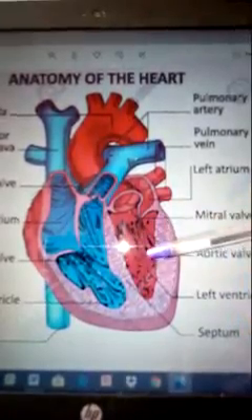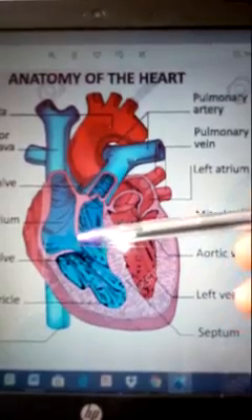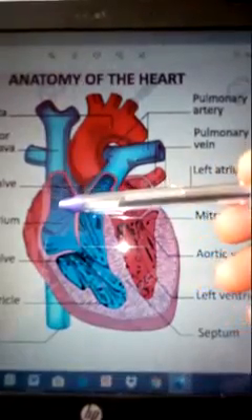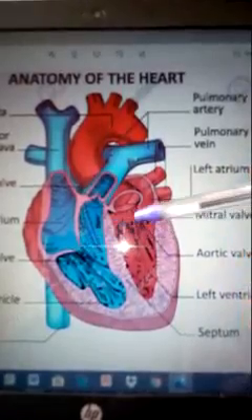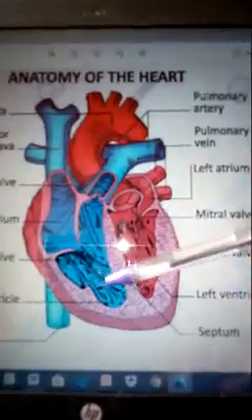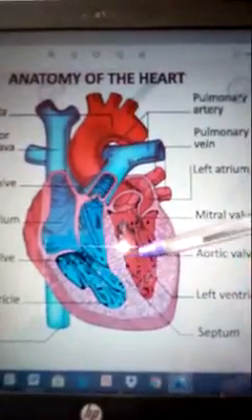They are non-elastic. They ensure that the valves don't move in, so that the valves can prevent backflow of blood from the ventricles to the auricles.